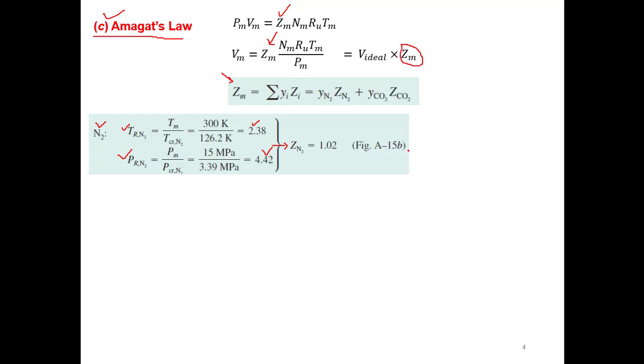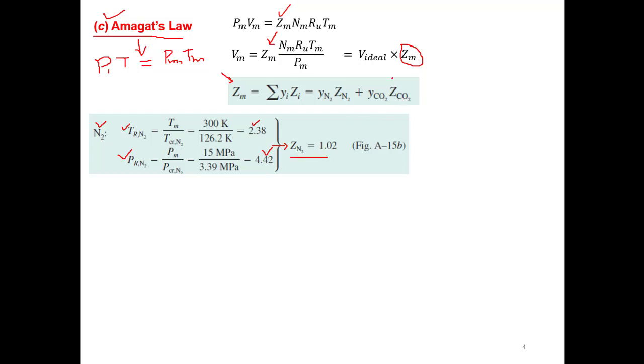In a mixture, Amagat's law is based on the assumption that the individual pressure and individual temperature are the same as Pm and Tm, whatever the mixture pressure and mixture temperature are. So Tm is the same as the individual temperature, and Pm is the same as the individual pressure. In this way we can calculate the compressibility factor for the nitrogen as well.